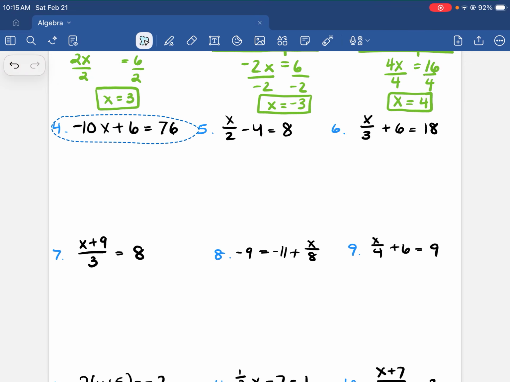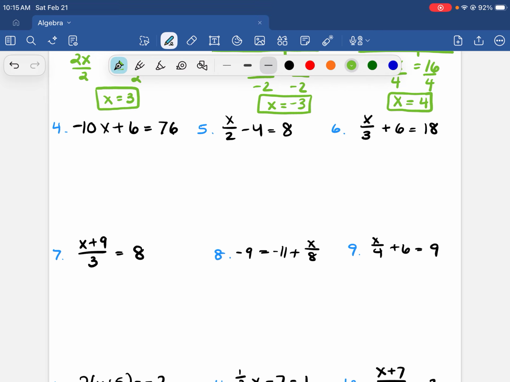I'll move this one over. There we go. So for number 4 here, we have negative 10 times x plus 6 equals 76. I want to add or subtract away first. So I'm going to subtract 6 to start to get x by itself. Negative 10x equals 76 minus 6 is 70.